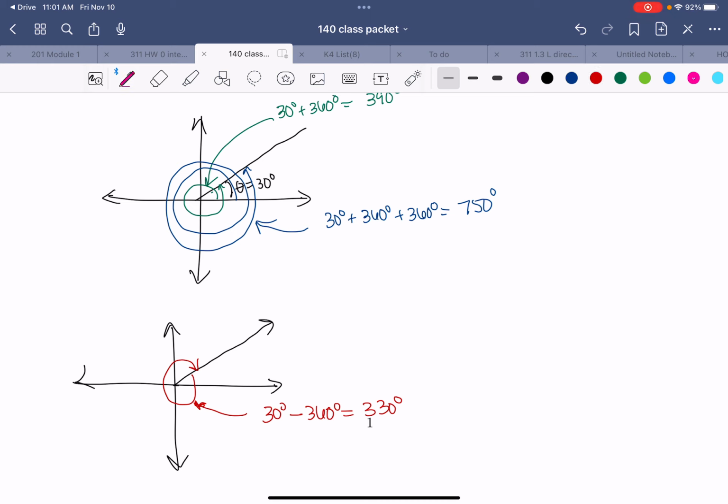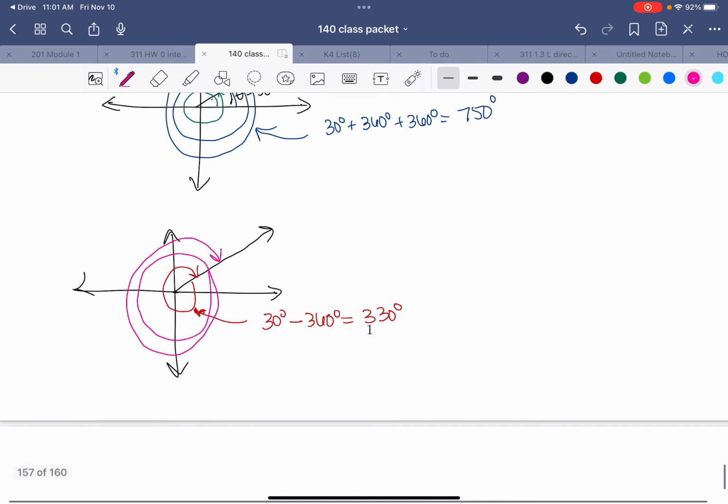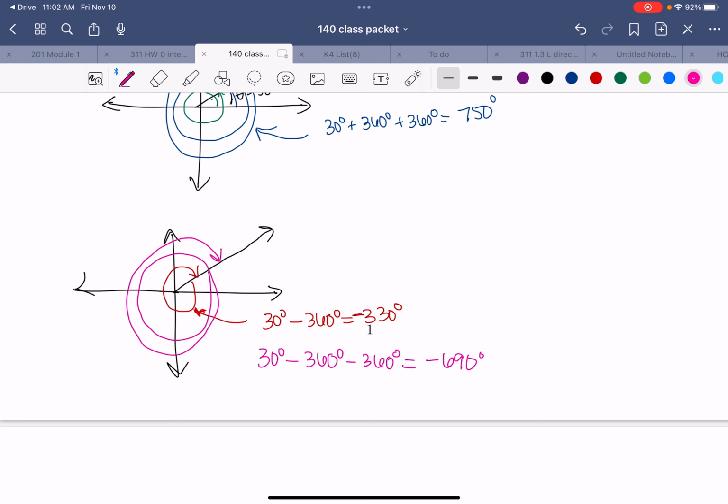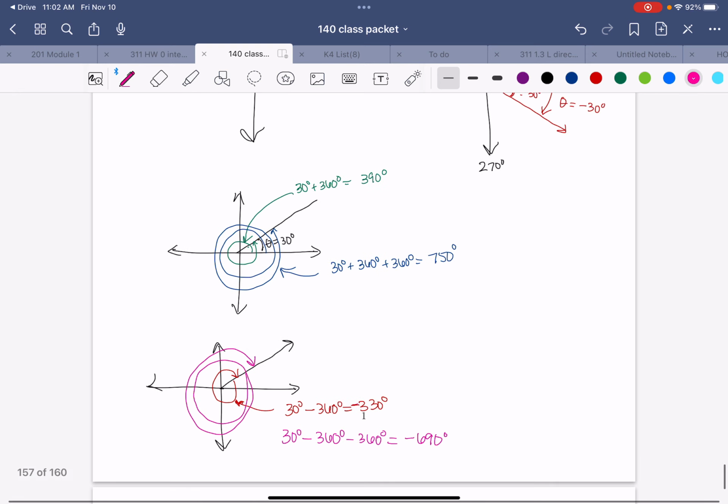And I could do that again, but go twice. So once, twice, and now I'm taking 30 degrees, which is my standard angle, and I'm subtracting 360 twice. So now I'm subtracting 720, which means that this is negative 690. Oops, I forgot my negative sign. So this is negative 690. So standard means that it's between 0 and 360, and coterminal means it's the same position, but we're either adding 360 or subtracting 360. We can go around as many times as we want.